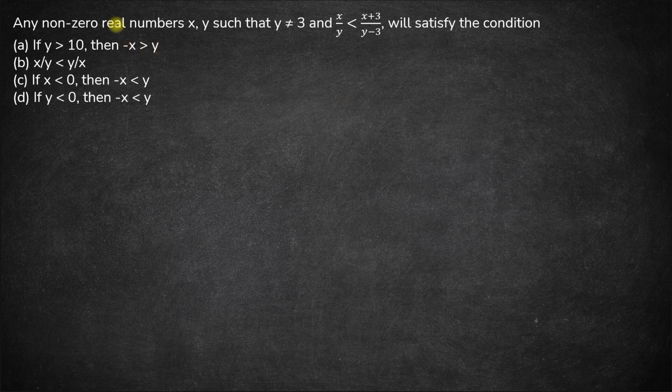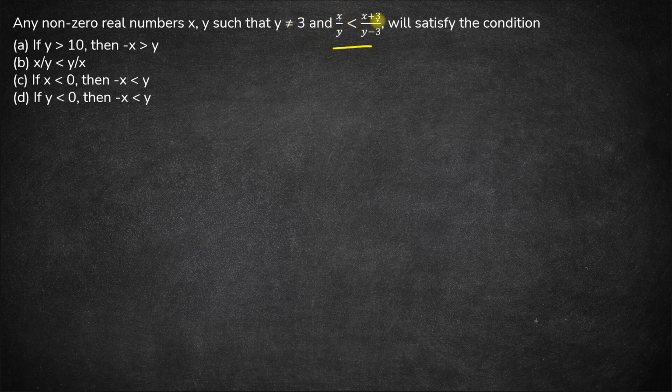Hi, here we have any non-zero real numbers x, y such that y is not equal to 3 and x upon y is less than (x+3) upon (y-3). This will satisfy which of these four options is correct. Now obviously y cannot be equal to 3, because if y is equal to 3 this will become indeterminate, hence y cannot be 3.